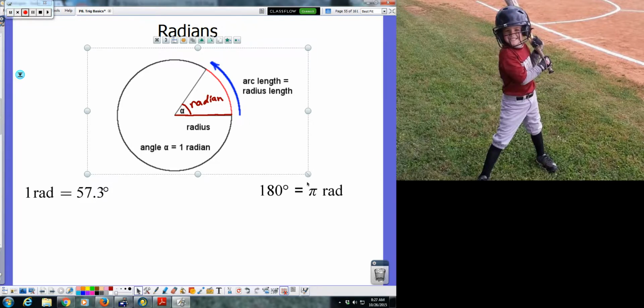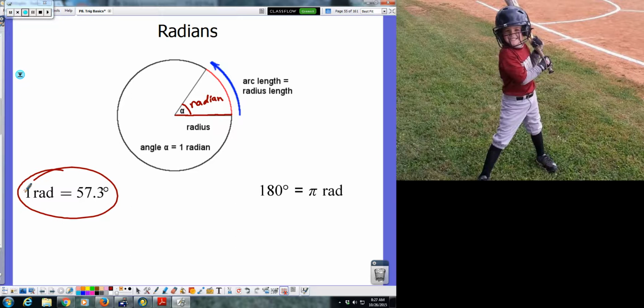If you lay the radius on the circle, the angle will always be the same. It is called 1 radian. And a radian, you don't have to know this, but a radian is somewhere around 57 degrees. Here's what you do need to know. You put this in your notes, make sure you know this.